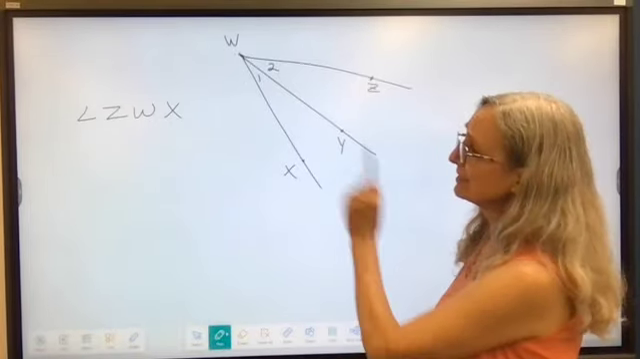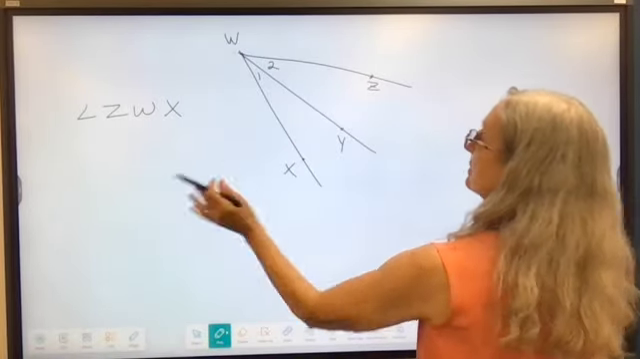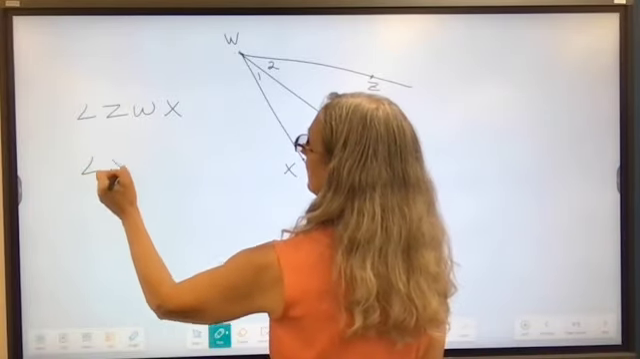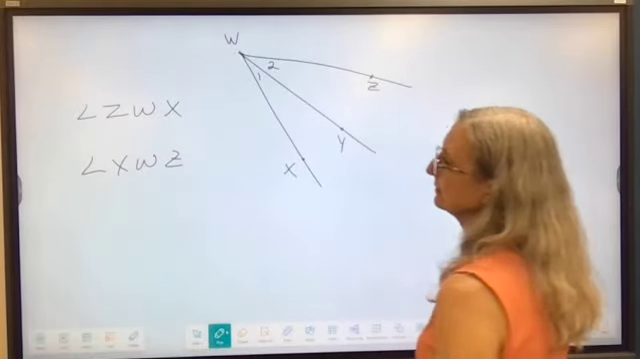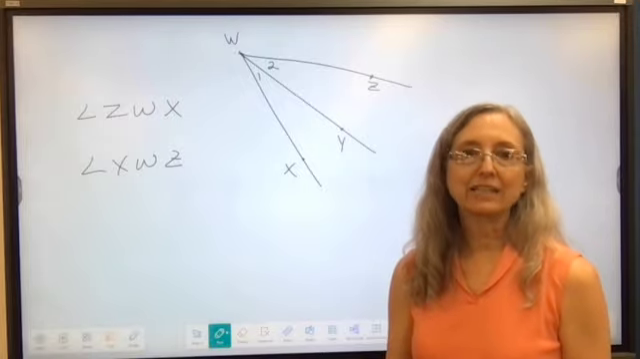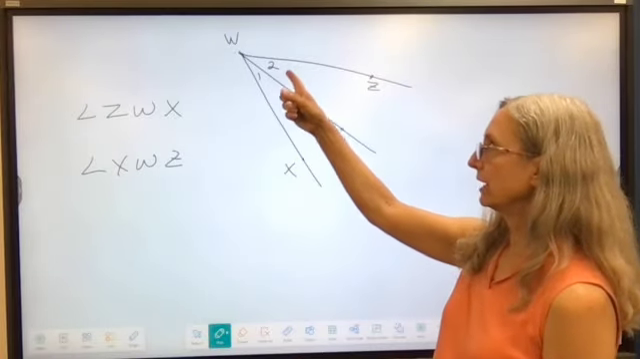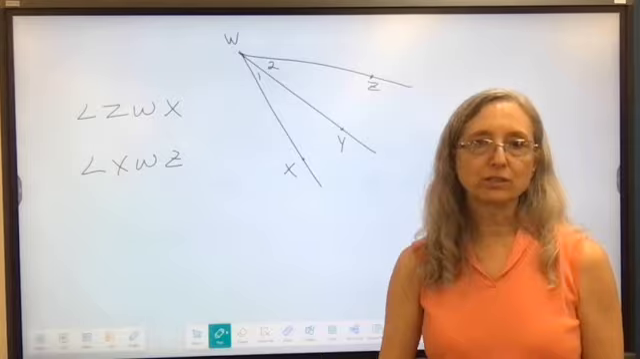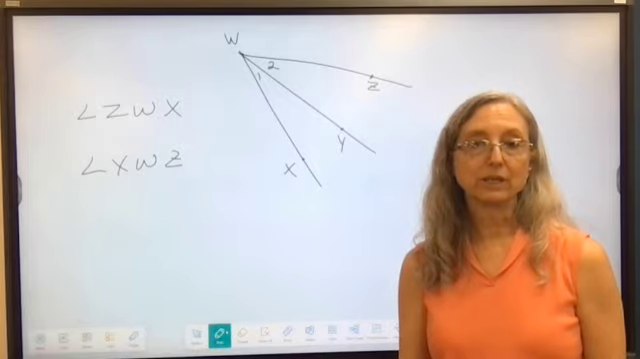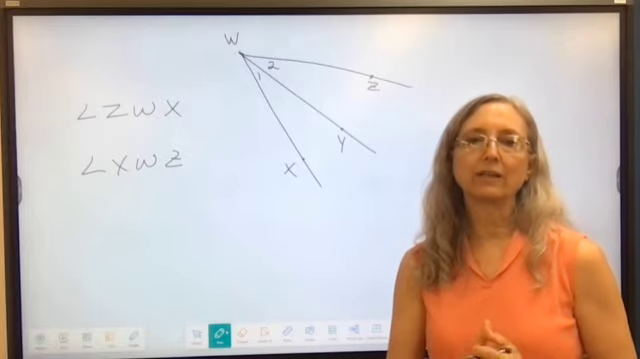Okay, what's another way to name angle ZWX? So ZWX is the large one from here to here. One way to name it would be to go angle XWZ. Could we call it angle W? I hope you say no, because that is way too vague. It's not precise enough. Angle W could be angle 1, angle 2. There are 3 angles that have a vertex of W. So please do not try to call this angle W. You can call an angle by its vertex if there is only one angle at that point.